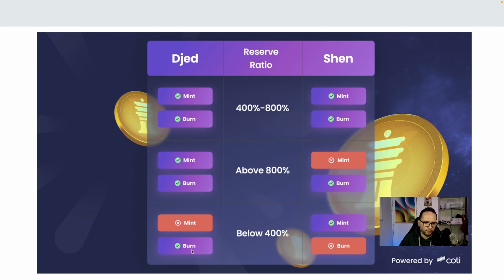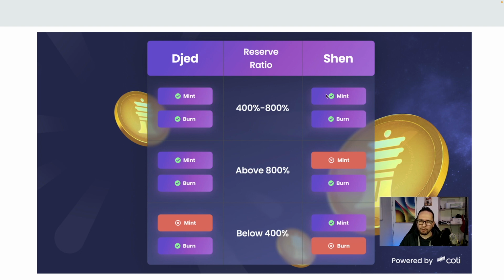We are obviously allowed to burn Djed, but there is no Djed in circulation, so we can't do that anyway. What we are allowed to do instead with Shen is just minting, because again, there are no Shen in circulation, and even if there were, there wouldn't be enough reserve. So we can start minting Shen. As we start minting Shen, we go into the case where the collateralization is between 400% and 800%. That is said to be the ideal collateralization or over-collateralization. Under those circumstances, so when the collateralization ranges between 400 and 800, we are allowed to mint and burn Djed and to mint and burn Shen.